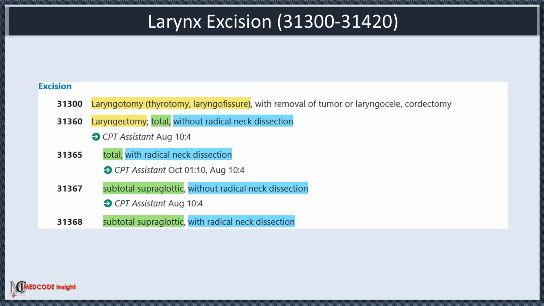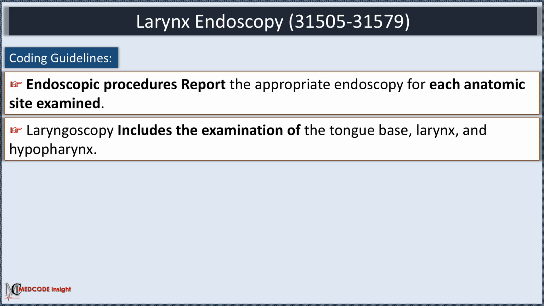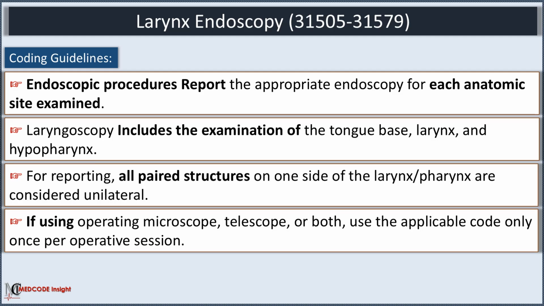Codes 31360 to 31368 are used for the open removal of the larynx, which may be total or subtotal with or without radical neck dissection. Here are some important coding guidelines we need to know while coding for endoscopic procedures done on the larynx. For endoscopic procedures, report the appropriate endoscopy for each anatomic site examined. Laryngoscopy includes the examination of the tongue base, larynx, and the hypopharynx. For reporting, all paired structures on one side of the larynx or pharynx are considered unilateral.